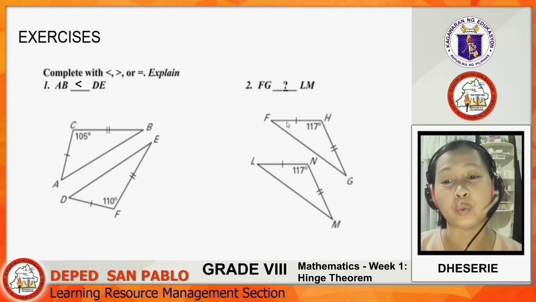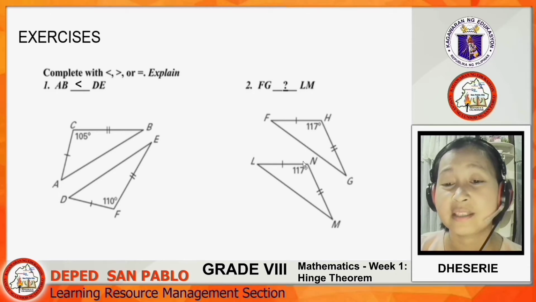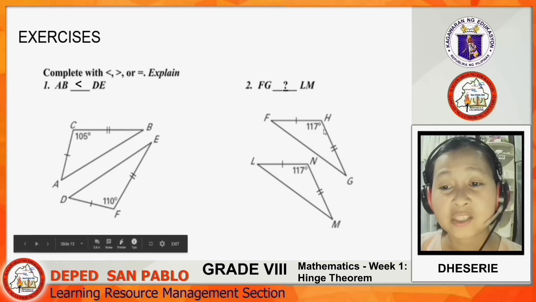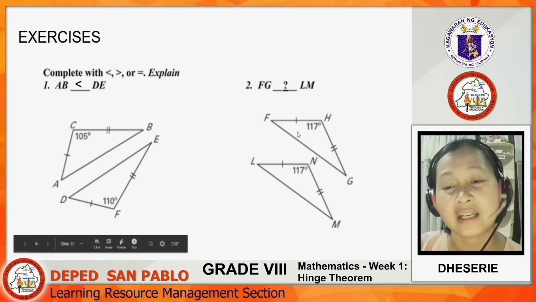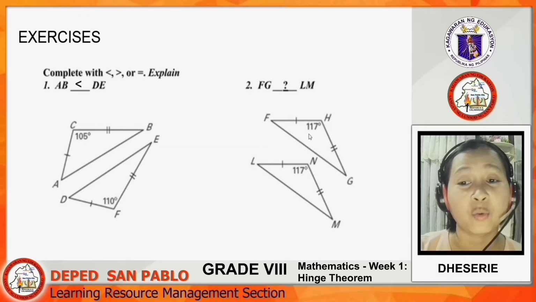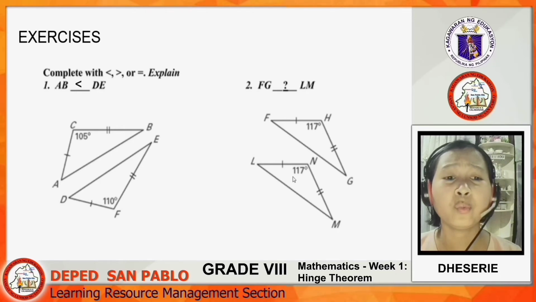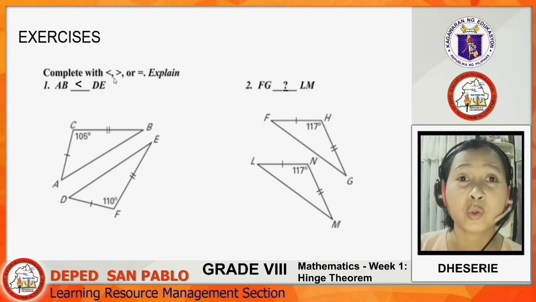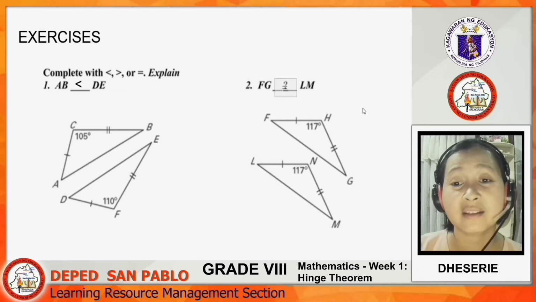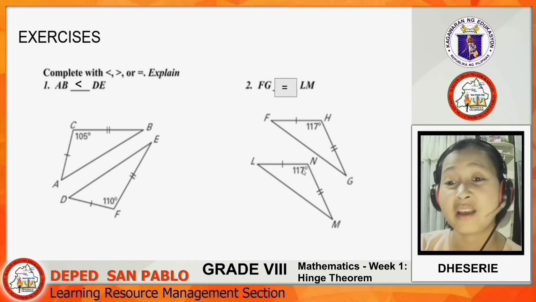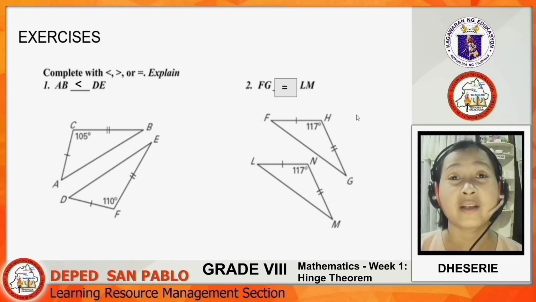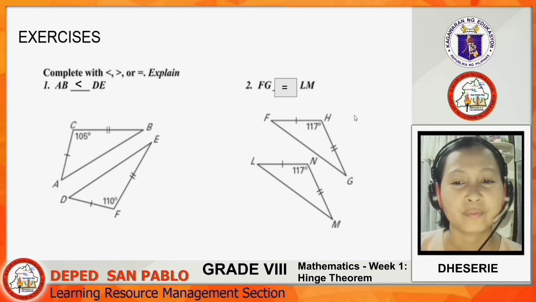Next, for question number 2. So, you have side LN is congruent with FH and NM is congruent with HG. Take a look at the included angle. 117, angle H and angle N is 117. So, which one we're going to use? Less than, greater than, or equal to? The correct answer is, of course, the equal, because they are the same. So, good job again for those who got the correct answer.